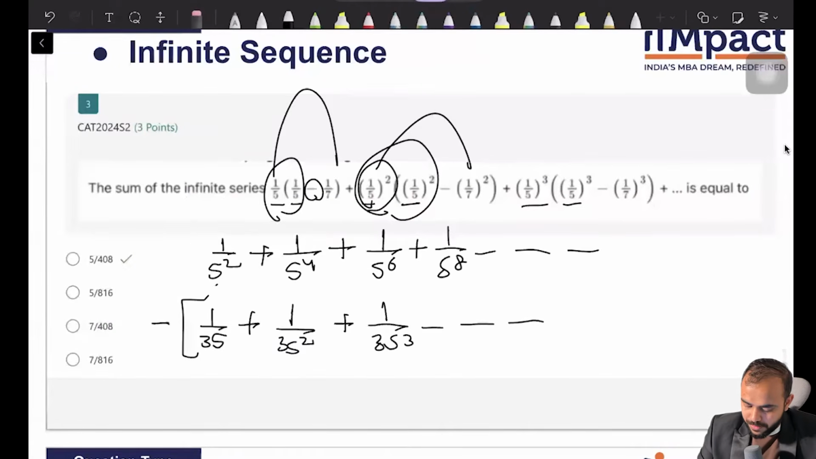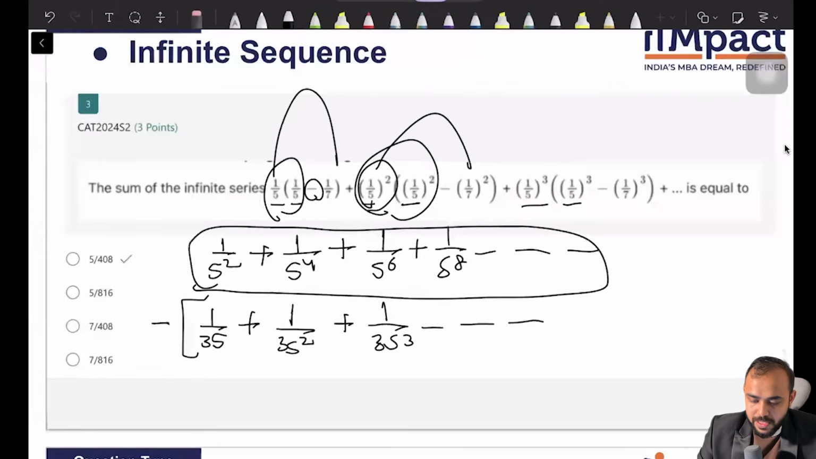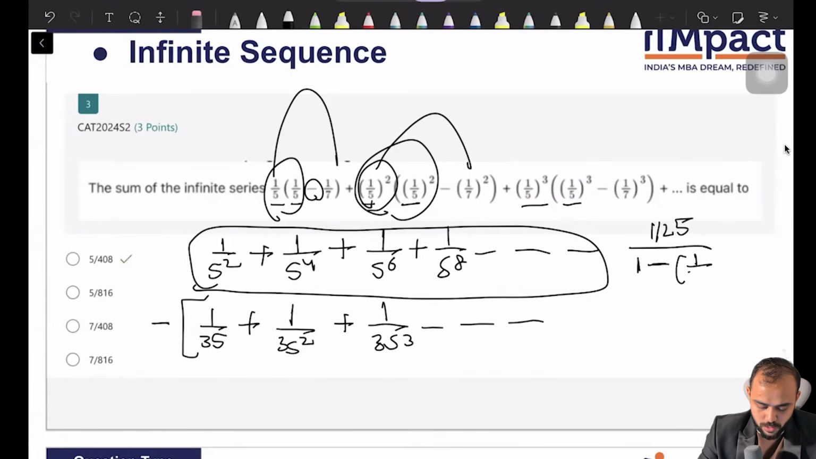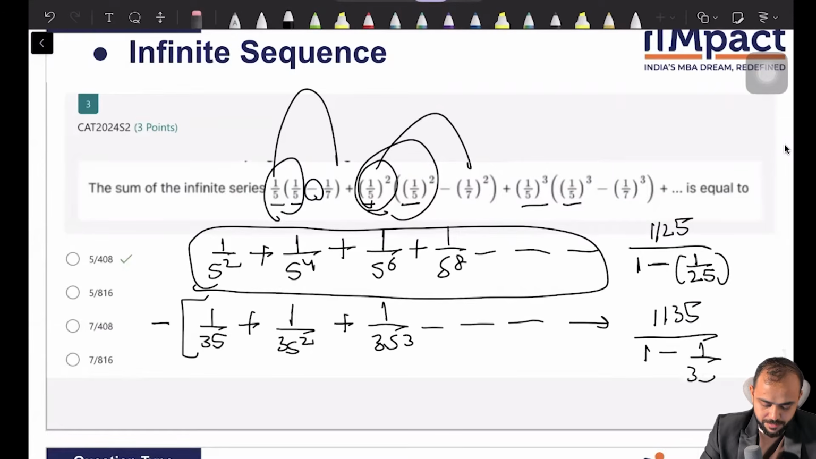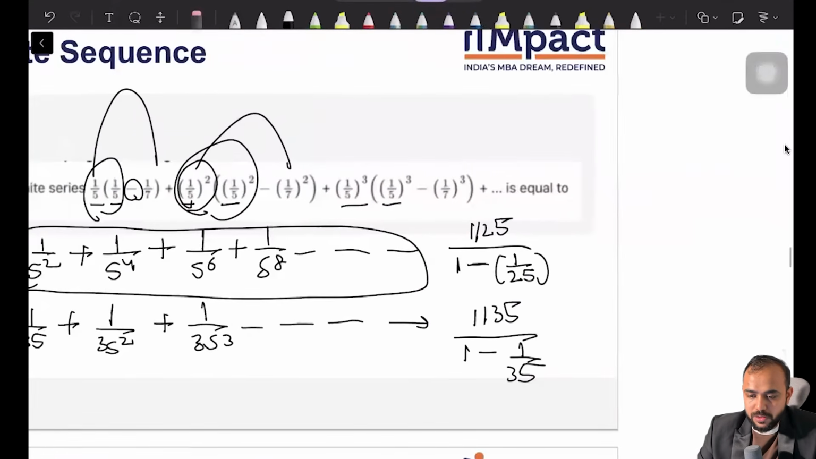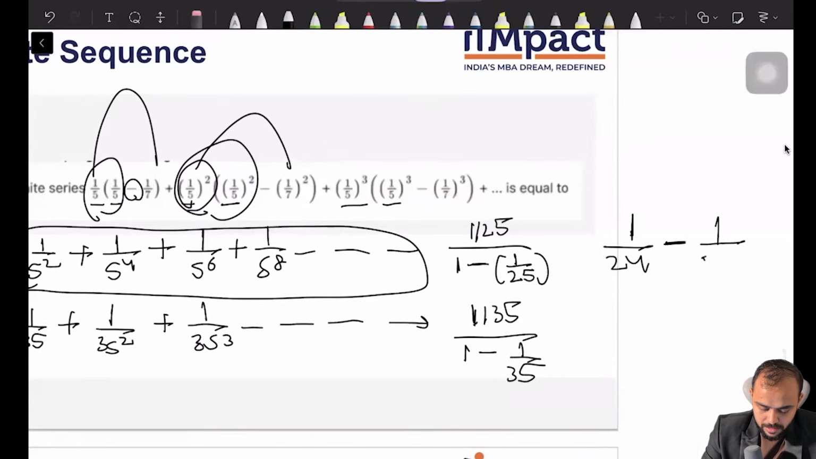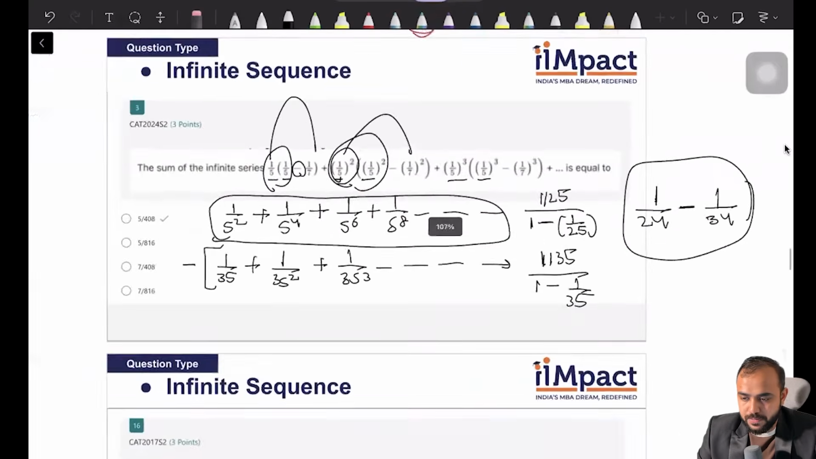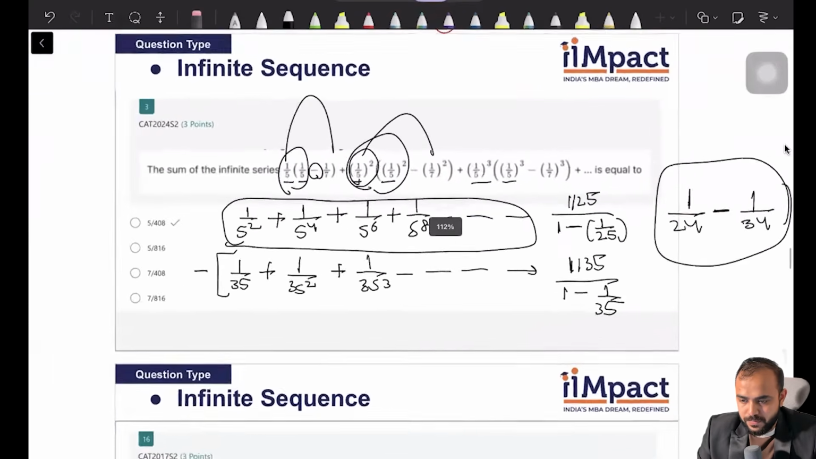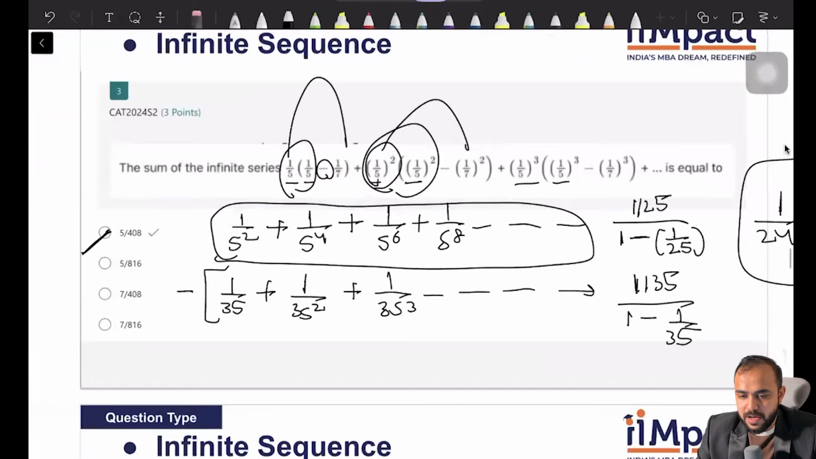So you have first one, an infinite GP with the first term of 1 by 25 divided by 1 minus common ratio. The common ratio is also 1 by 25. This is going to be this sum. What about the second one? This is going to be 1 by 35 divided by 1 minus 1 by 35. So your answer actually for this question is going to be 1 by 24 minus 1 by 34. This is going to be your answer. All right, and I think this will turn out to be 5 by 408.